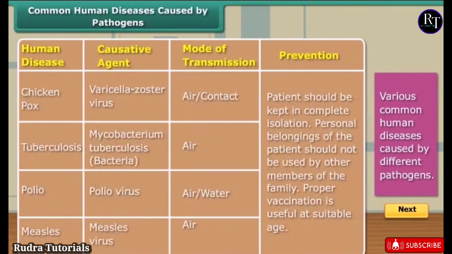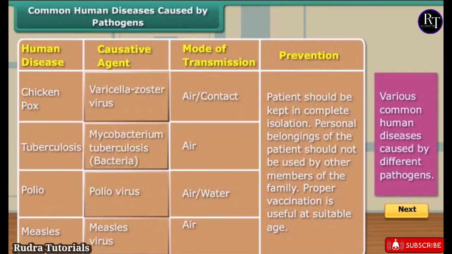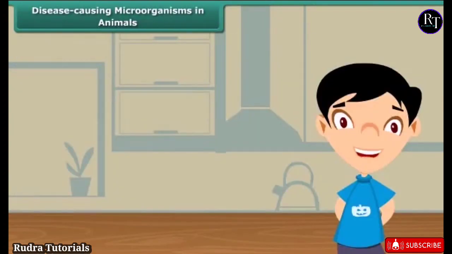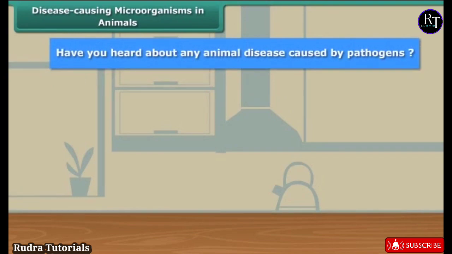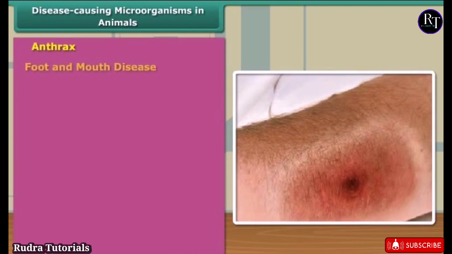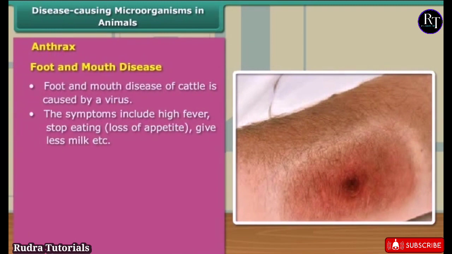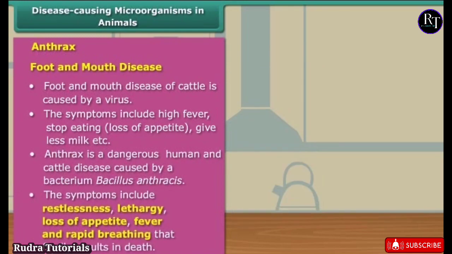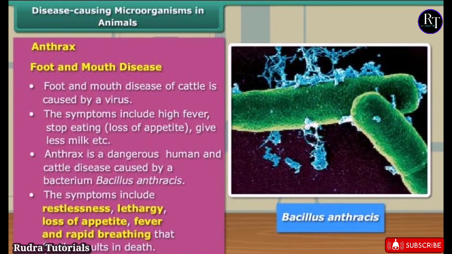Here is a list describing various common human diseases caused by different pathogens. Now let's move on to our next topic, which discusses diseases in animals. Have you heard about any animal disease caused by a pathogen? Anthrax and foot and mouth disease are common examples of animal diseases. Anthrax is a bacterial disease caused by Bacillus anthracis, while foot and mouth disease in cattle is caused by a virus.